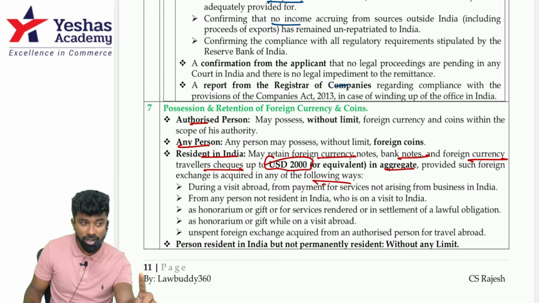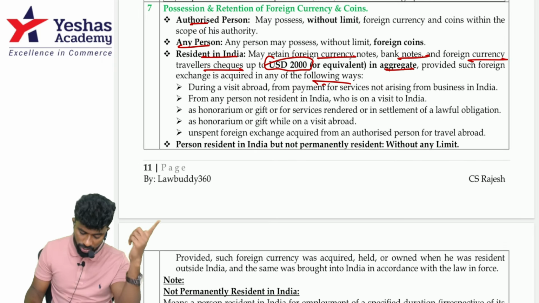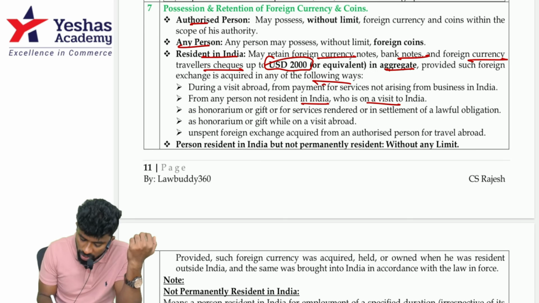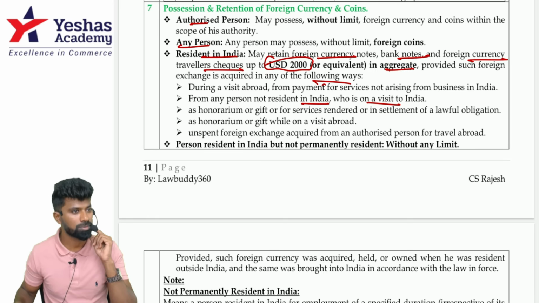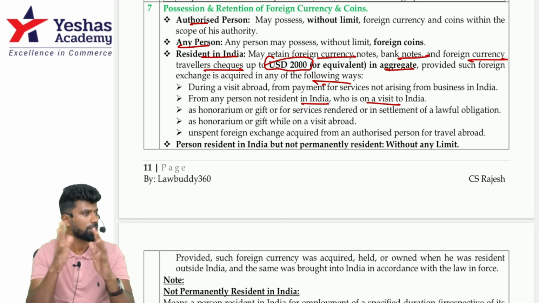Provided he has acquired that foreign exchange in the following ways. What is the first one? During his visit abroad, from any person not resident in India who is on a visit to India. That is why, as you would have seen in YouTube vlogs, wherever they go, the shop owners ask for foreign dollars.